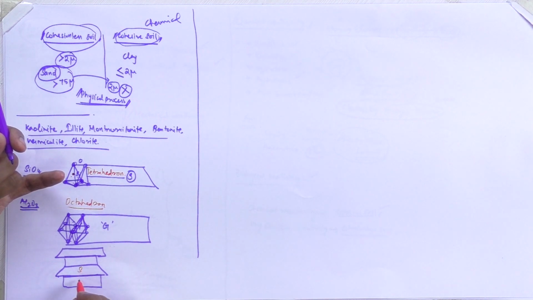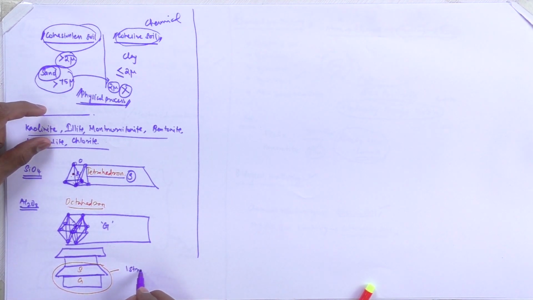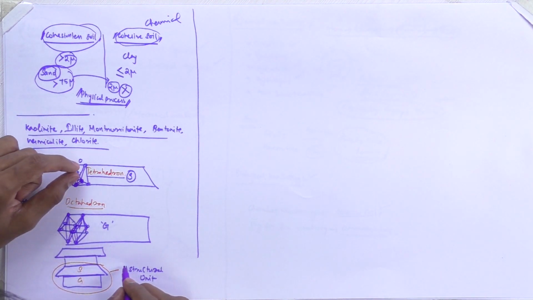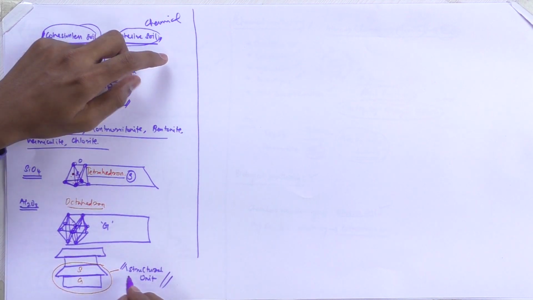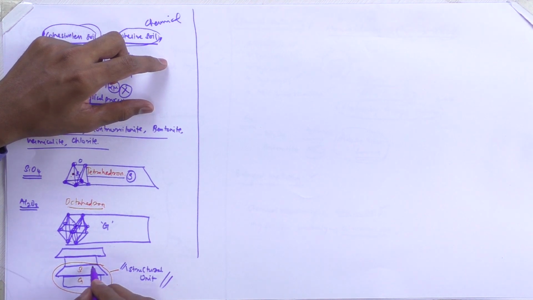So this is silica and gibbsite. This is a single structural unit. It is a single structural unit, but this is not a single particle. It is a single structural unit formed by silica and gibbsite, and it is attached through H bonds.